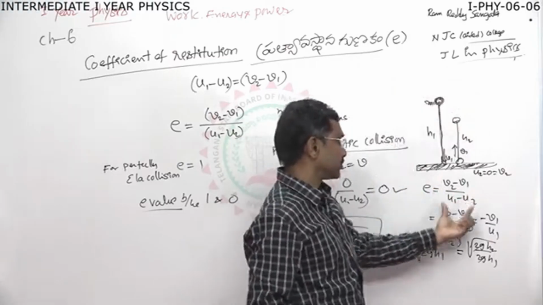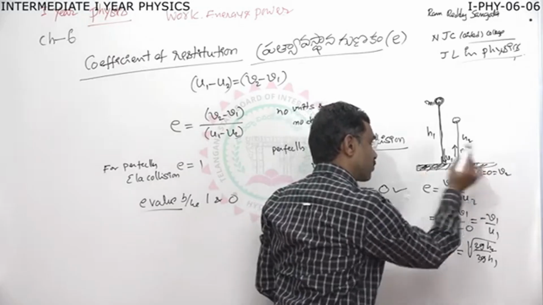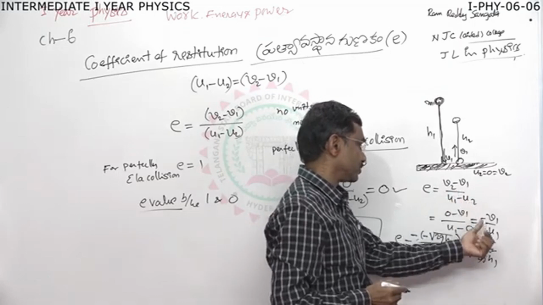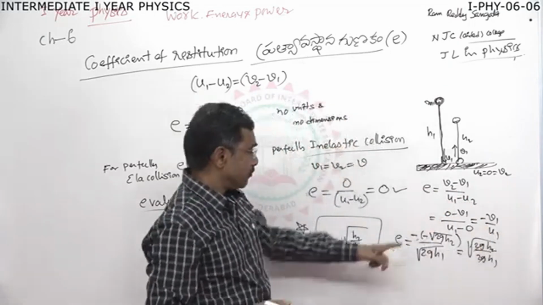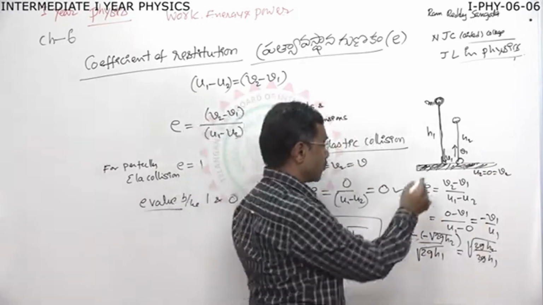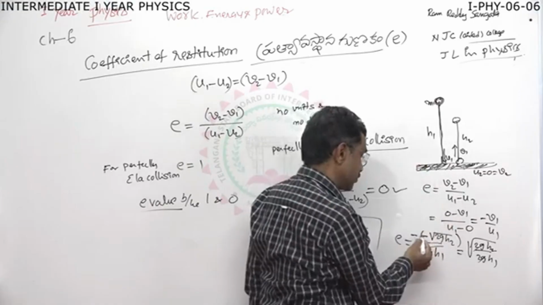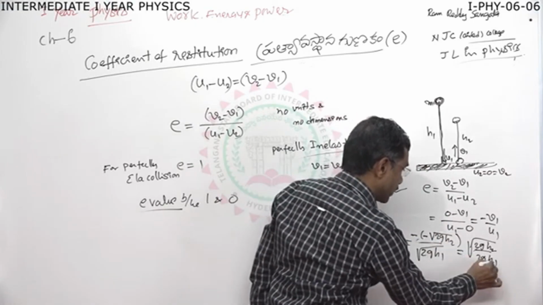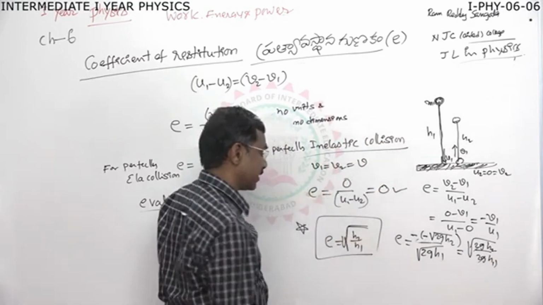Basic kinematic equations you apply. Here the plate is at rest before collision and after collision. Substitute: u2 and v2 are 0, and you will get minus v1 by u1. Now v1 is given by minus, because it moves in the opposite direction, minus root 2g h2 divided by root 2g h1. From further simplification, it is root of h2 divided by h1.